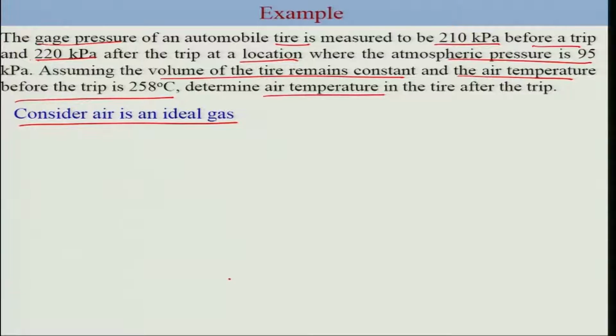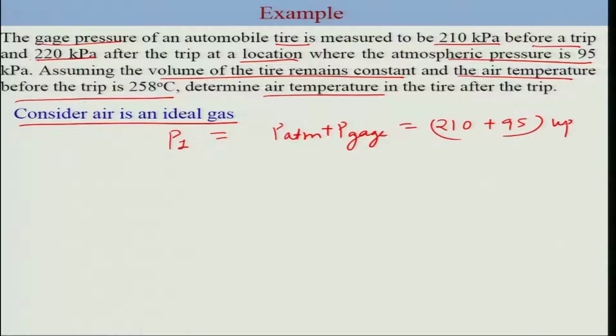The first thing we are going to do is consider air as an ideal gas, and then find the pressure. Let's say before the trip it is P1, which is P atmosphere plus P gauge, which is 210 plus 95 kilopascal. Then you have P2. In a similar way, P2 is going to be 220 plus 95 kilopascal. So you are aware of the pressures based on this information.